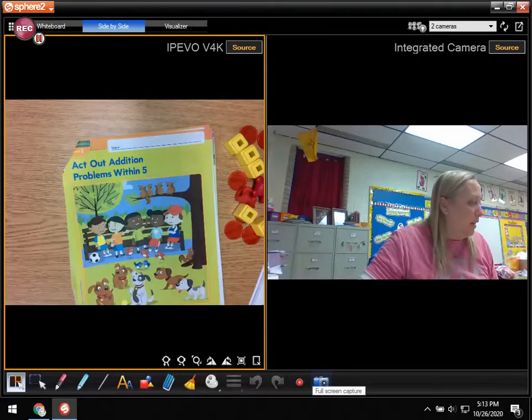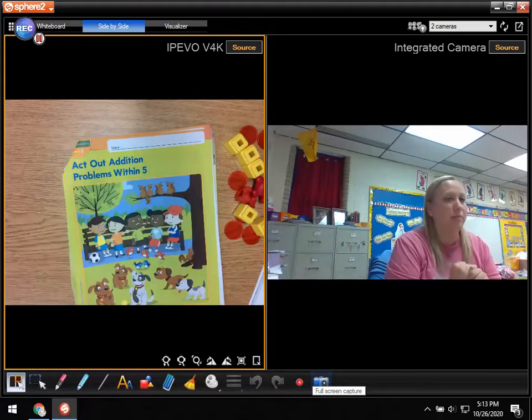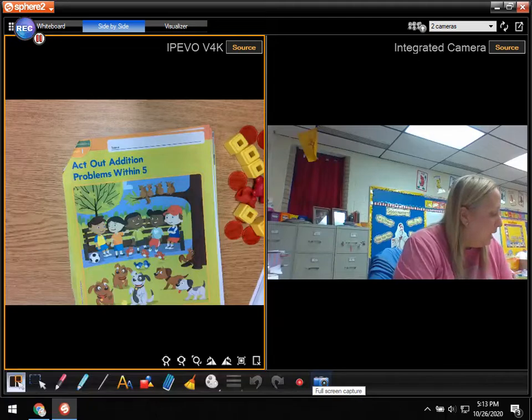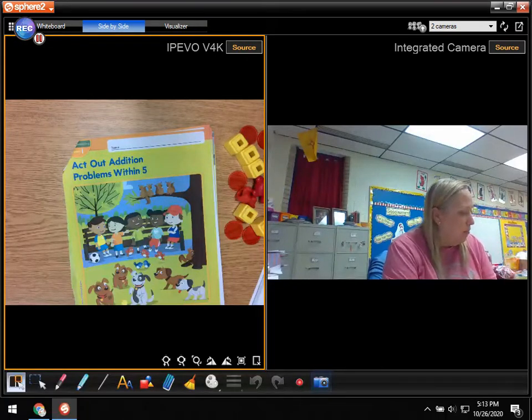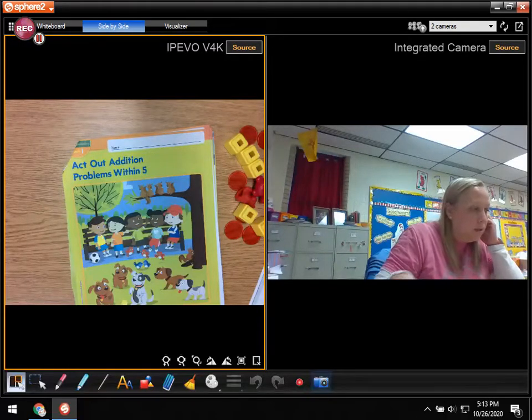Okay, so we're back and we're going to talk about lesson 1, act out addition problems within 5. This is where we're going to look at the picture and we're going to act out an addition problem for a group of 5 and explain how you know it is 5. So let's look at this.